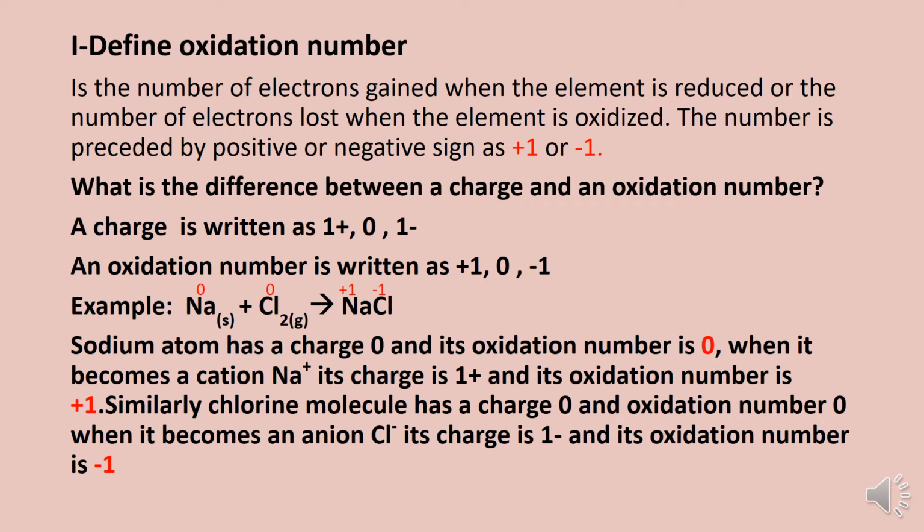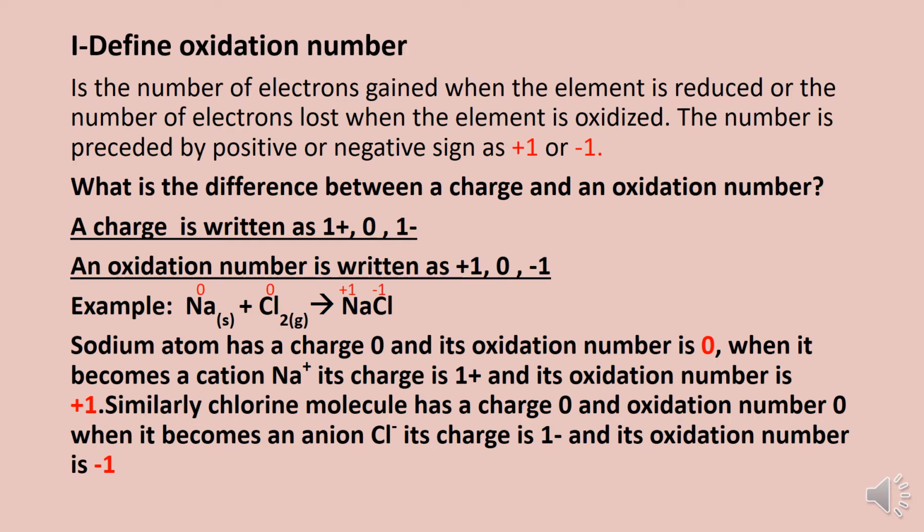What is the difference between a charge and an oxidation number? Let's see here. A charge is written as 1+, 0 or 1-, but an oxidation number is written as +1, 0 or -1. Let us take an example. Na + Cl2 gives NaCl.